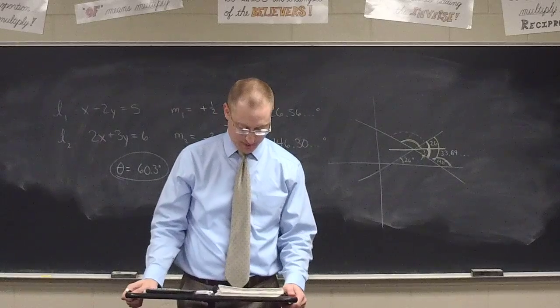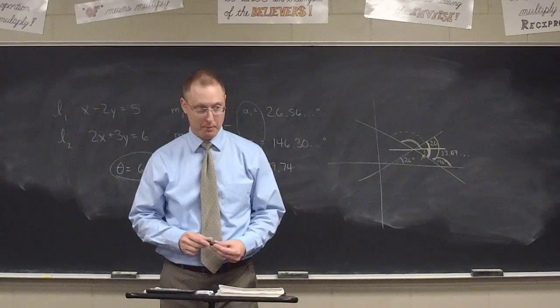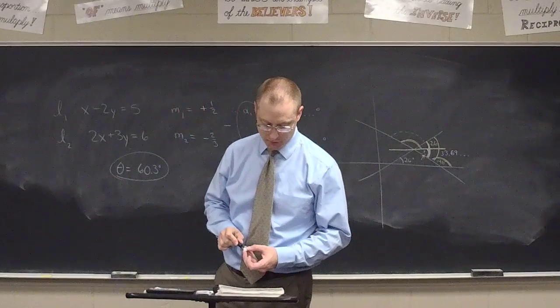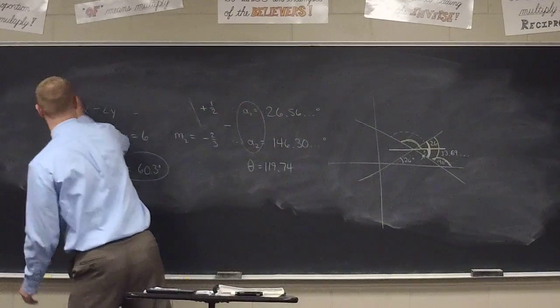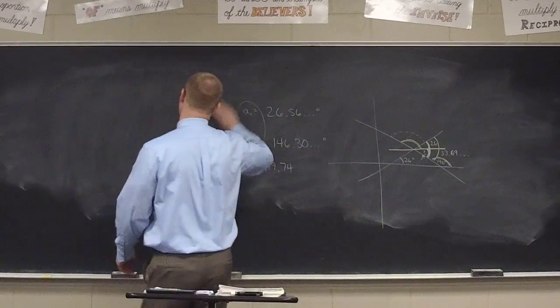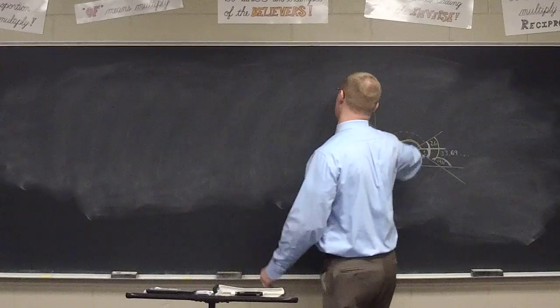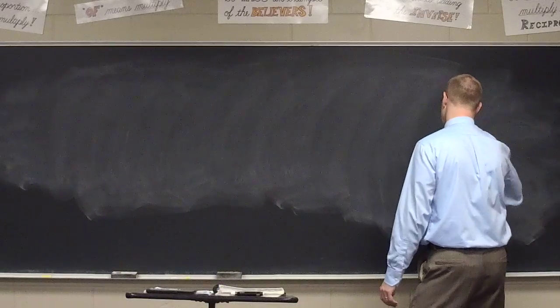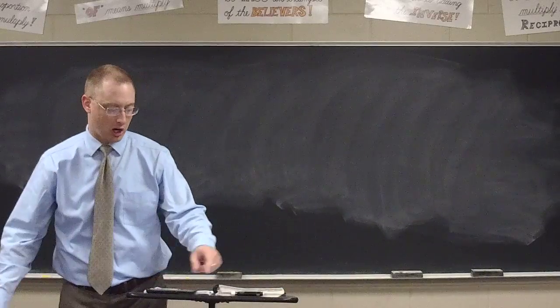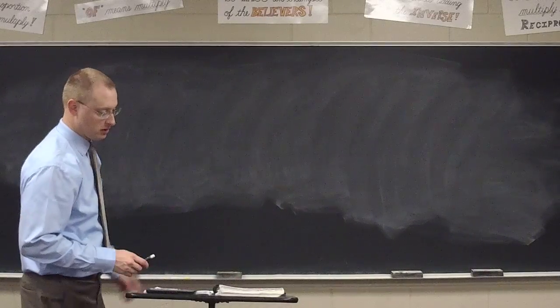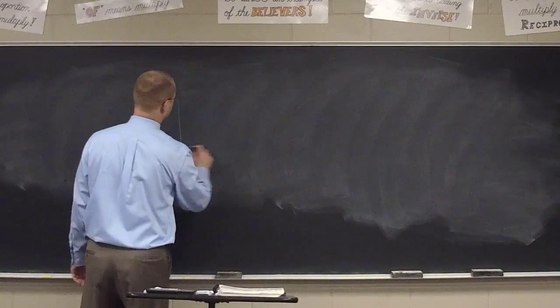Take a look at 11A, and this is actually another locus problem. Haven't seen one of these for a while. Read 11 through part A for me, Quentin. Find coordinates of the point equidistant from (4, -6) and the origin, as well as on the line 2x minus y equals 9. All right, so my first locus is all the points that are equidistant from (4, -6) and the origin.